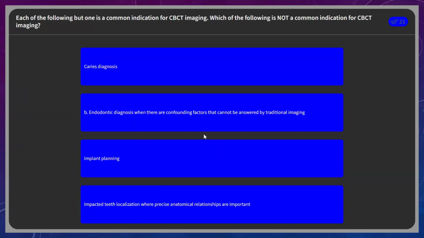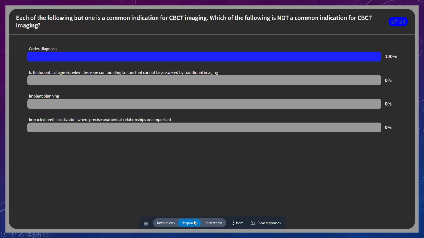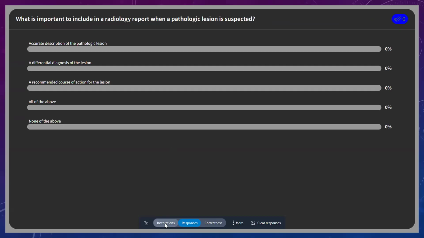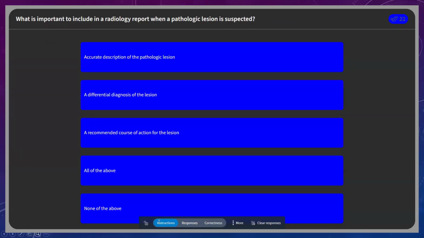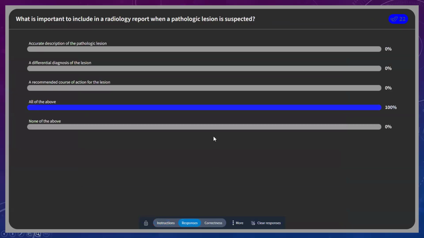All right, each of the following but one is a common indication for CBCT imaging. Which is not the indication? Looks like answers are in for this one. What is not an indication for CBCT? 100%. Yeah, caries diagnosis, we said, is not the best for CBCT. That doesn't mean you ignore the crowns of teeth and don't look for caries. There have been cases where I've seen caries in CBCTs that didn't show up in other places because they're buccal or lingual.